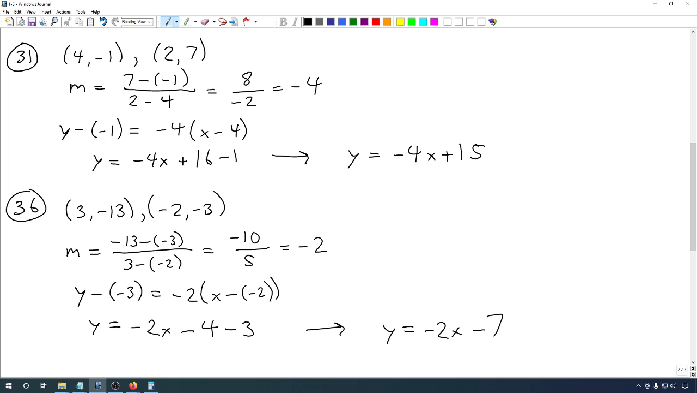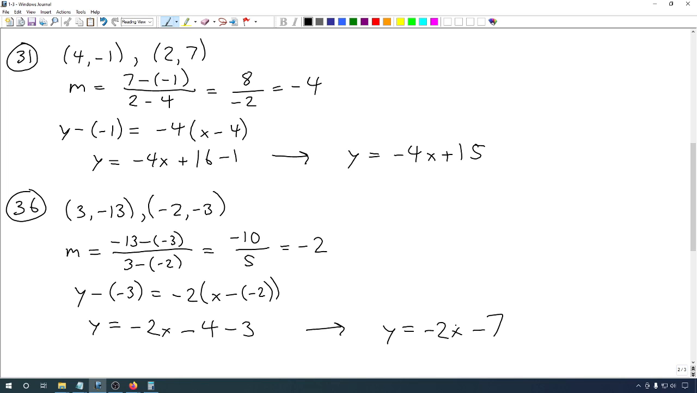Now, one thing that we can do in both of these situations is test our other point. So we used 4, -1 in order to come up with this equation. We need to make sure it also works for 2, 7. That's an easy way to check to make sure that it's correct. If I plug in 2 over here, we have -4 times 2 is -8. If I add 15 to that, I get 7. And that's exactly what I wanted to get. So this particular equation, it's the equation of a line, and it definitely does contain both those 2 points. So it is the correct equation.